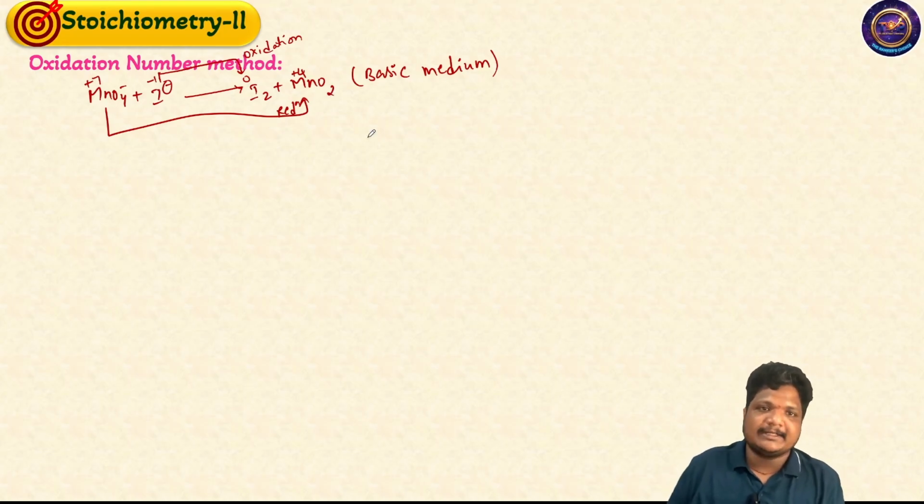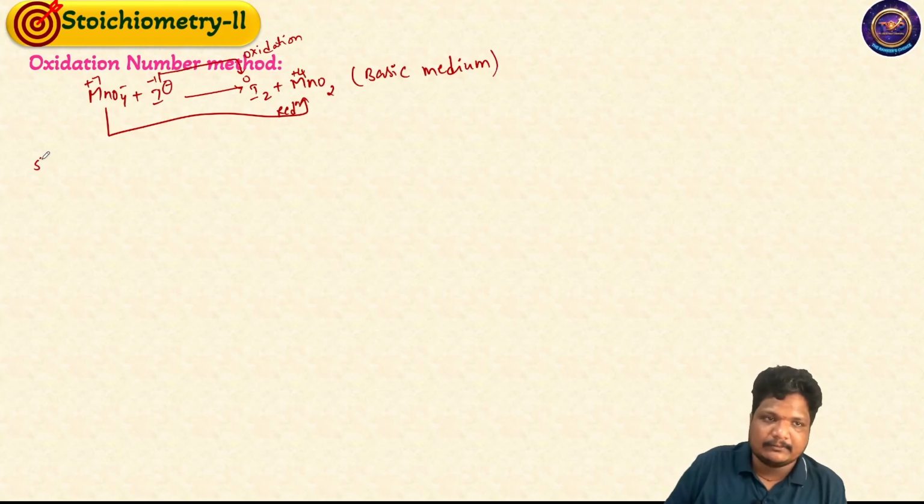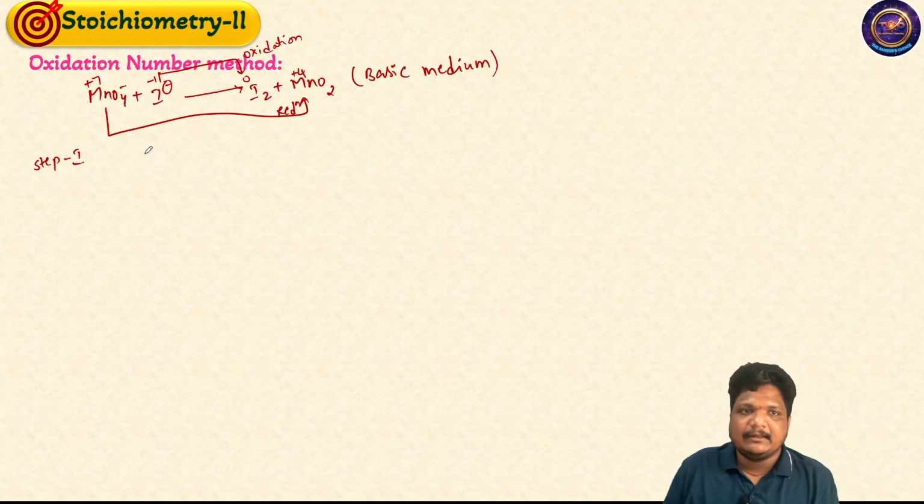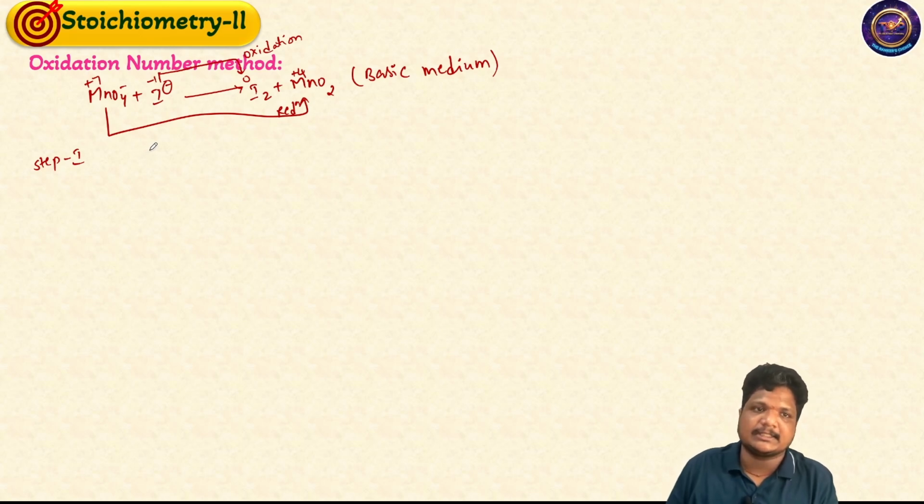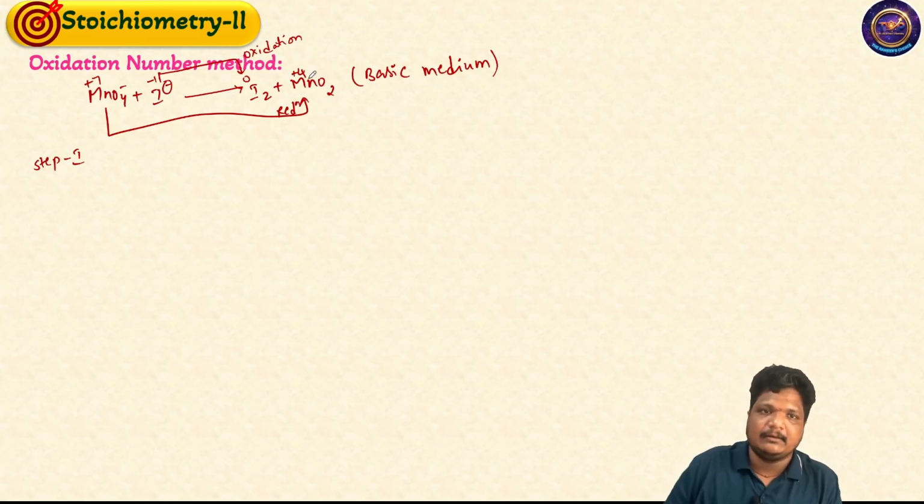So now let us balance this equation in basic medium. In step 1, balance the atoms other than hydrogen and oxygen, and also assign the oxidation state of each element in the reaction which is undergoing oxidation and reduction. So here manganese plus 7 is converted into Mn plus 4, and I minus 1 is converted into I2.